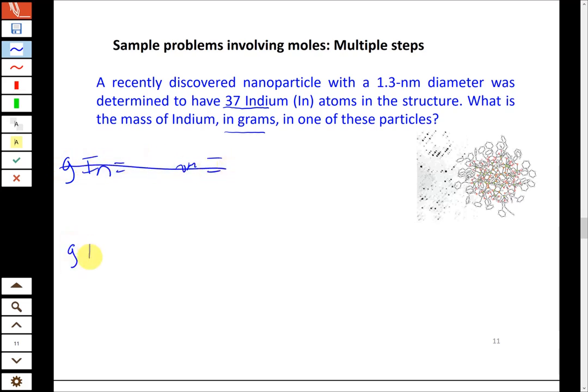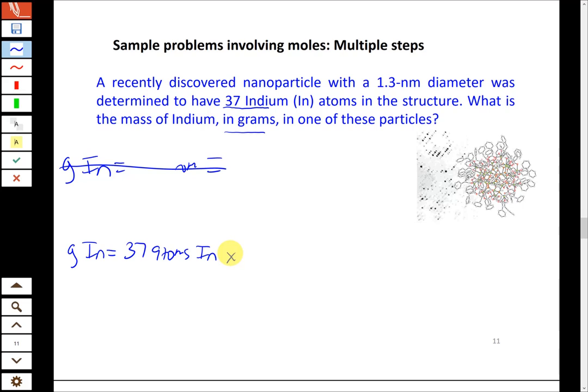So we're looking for grams of indium. We're given 37 atoms as our starting point. And this time we need a two-step conversion. So usually if we're doing multiple step conversions, we're going to go through moles as that linking type of quantity because we have a bunch of relationships involving moles, 2 now but more to come, and so we want to get to moles first is usually how we're going to do things.